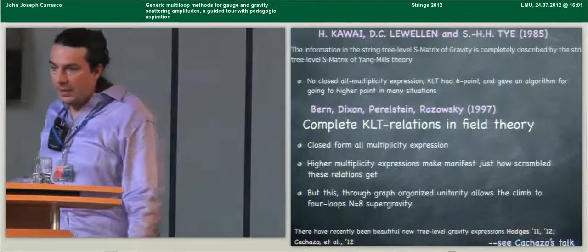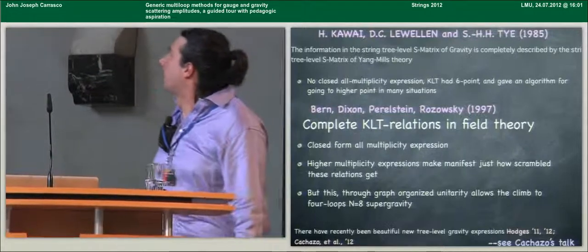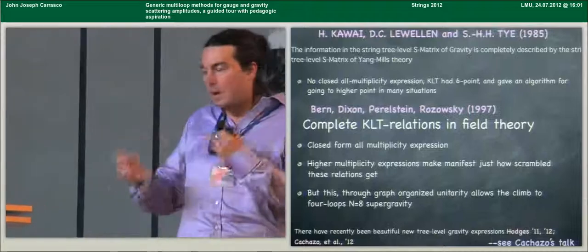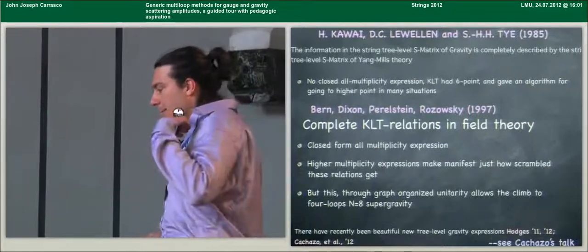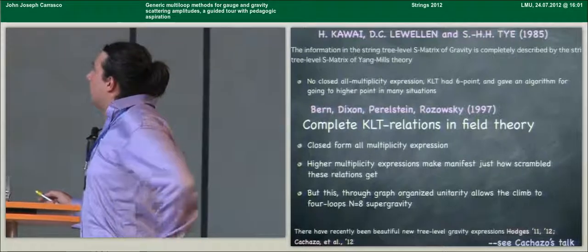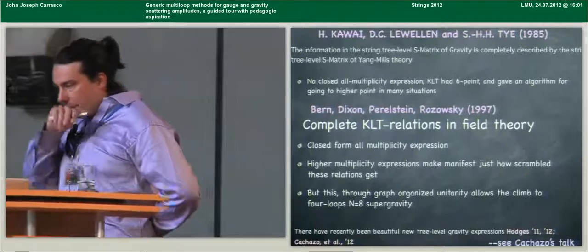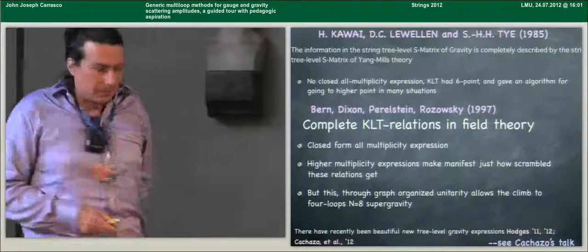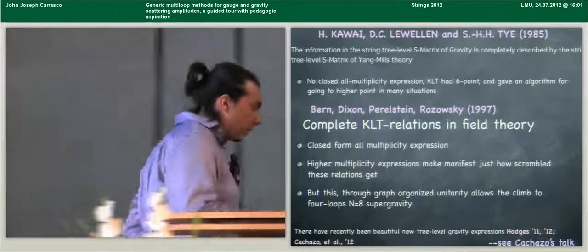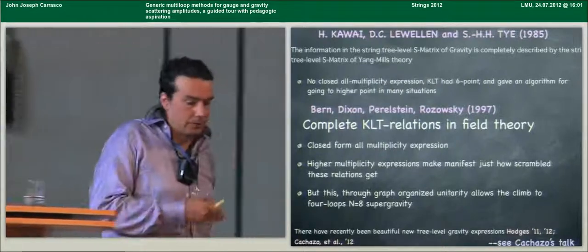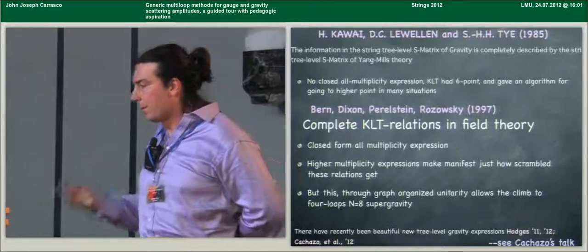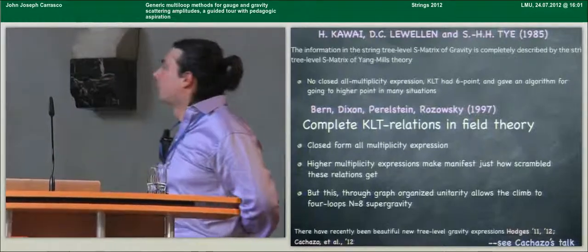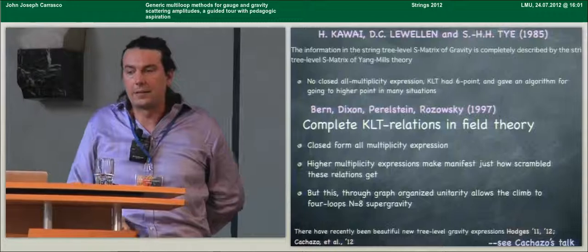Fast forward a decade, these guys wrote down the complete KLT relations in field theory. It's a closed-form, all-multiplicity expression. It was inspired by the tree-level relations in the alpha prime goes to 0 limit, and supported on soft limits. They were able to go to all multiplicity. It wasn't proven, but the support on soft limits is very strong, and everywhere they checked, it worked well. So since then, actually fairly recently, it has been proven.